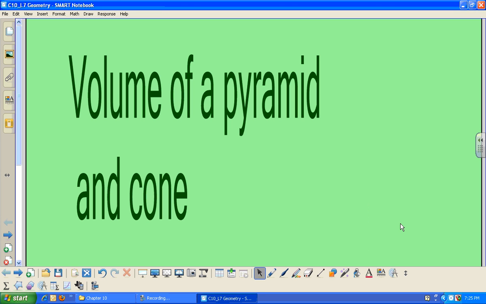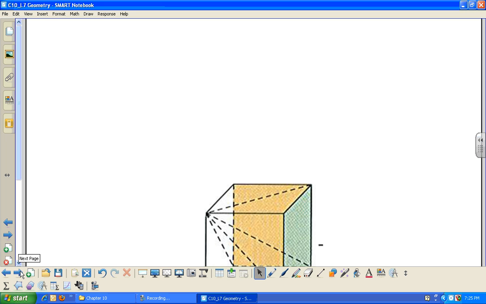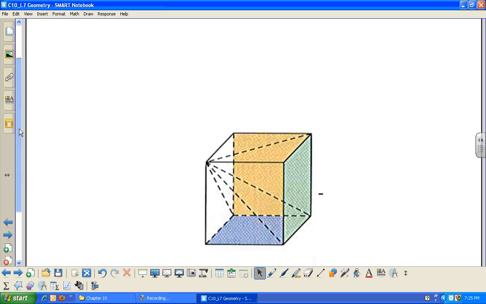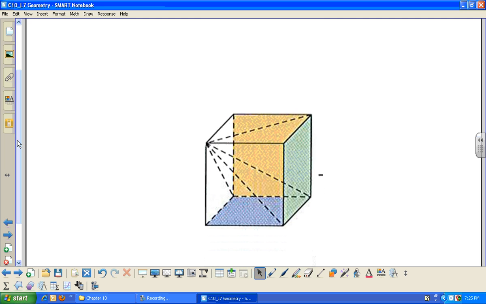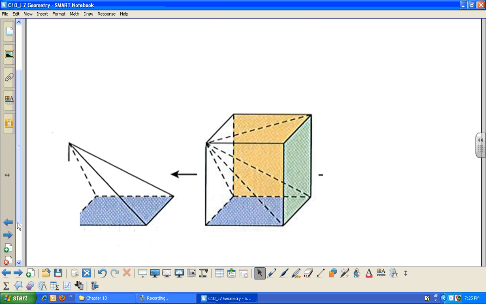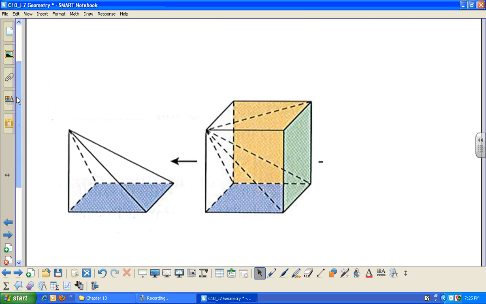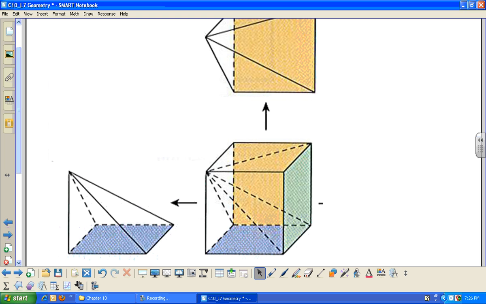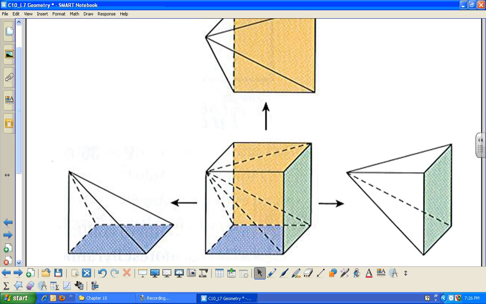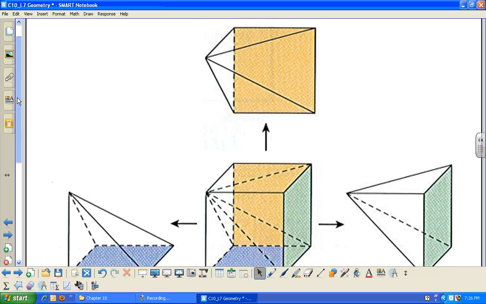Volume of a pyramid and cone. Now if I were to give you a rectangular prism or a cube, I could split this cube into 3 different parts. 1 part, 2 parts, 3 parts. These 3 parts that I just took out would be congruent.